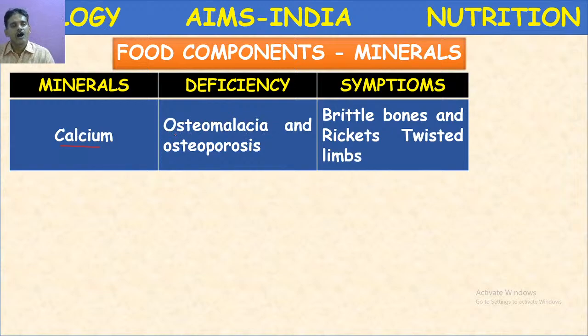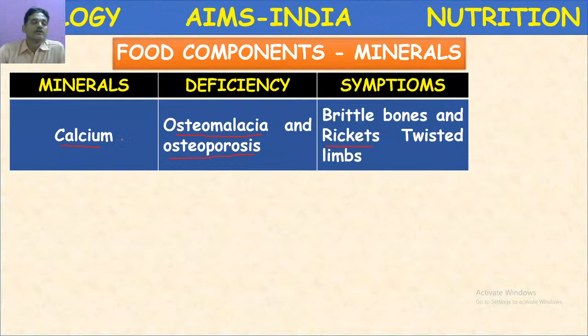The deficiency of this calcium may lead to osteomalacia. Osteomalacia means weak bones, and osteoporosis means brittle bones. Even in children, rickets is also caused due to the deficiency of calcium along with vitamin D. Twisted limbs. As I told you, bow-like legs or twisted limbs are formed due to the deficiency of calcium and vitamin D. So this calcium is very important.